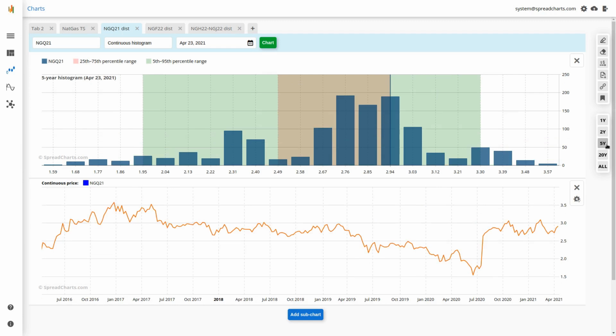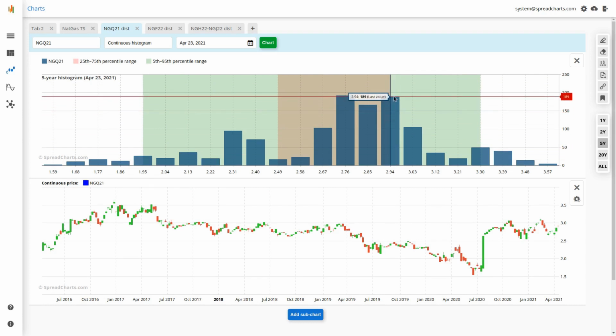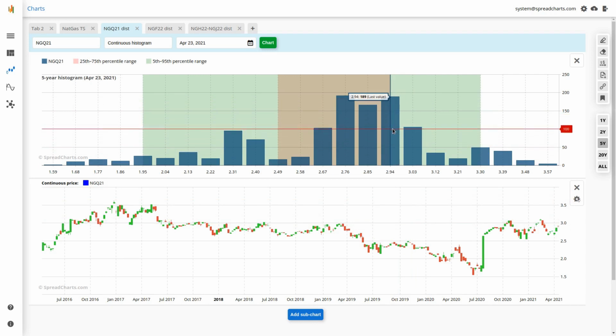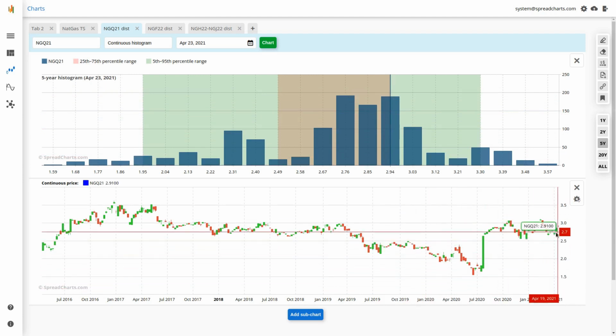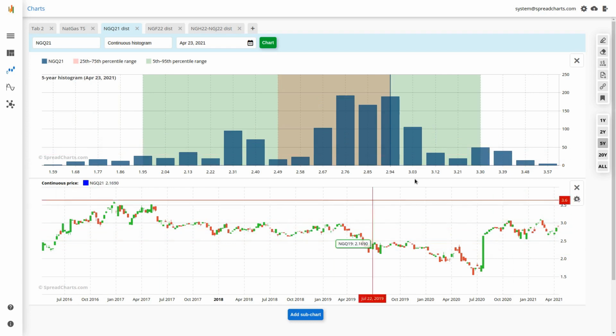When I switch to the 5-year history and the 5-year distribution, you can see that we are still slightly, maybe very slightly overbought, because we are roughly at the 75th percentile or close to it. So the current price is slightly elevated even from the perspective of the last 5 years.